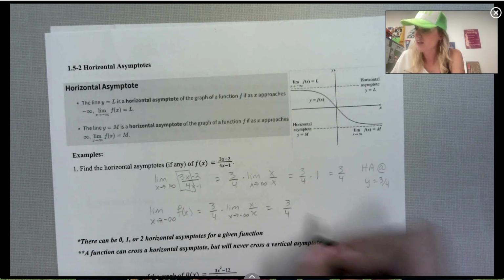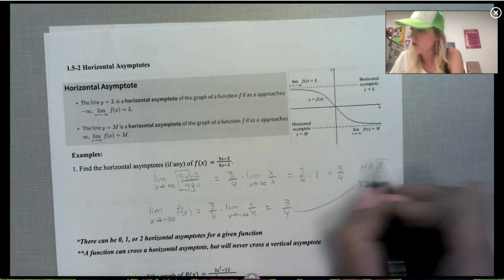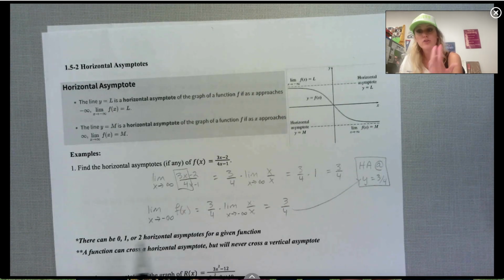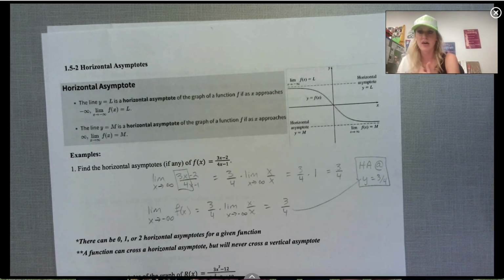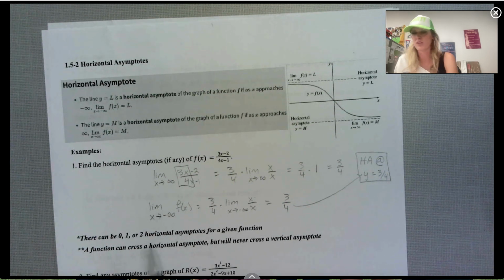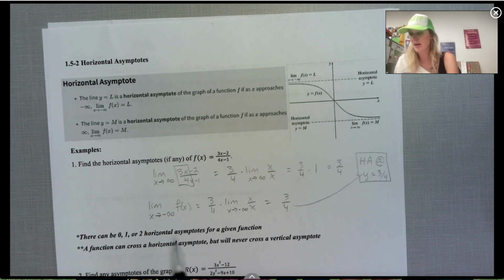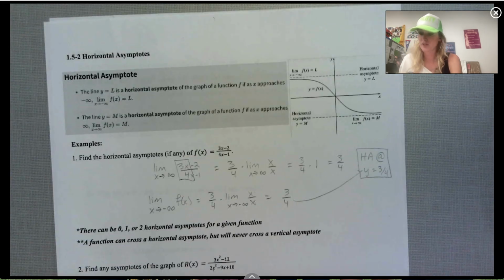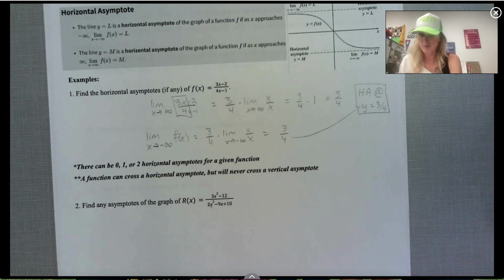So because it's the same thing, that means I only have one horizontal asymptote. So it's possible to have 1, 2, or none. We can't have more than 2, and I guess that's really the basis: 1, 0, or 2, can't have more than 2. This picture is an example of when we have 2. Okay, so let's look at another example.